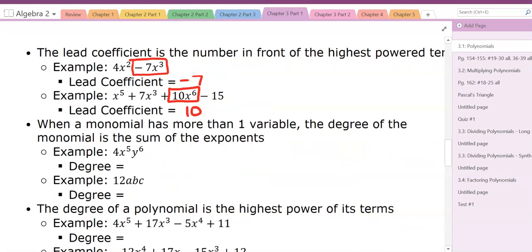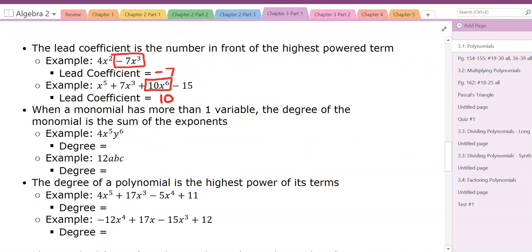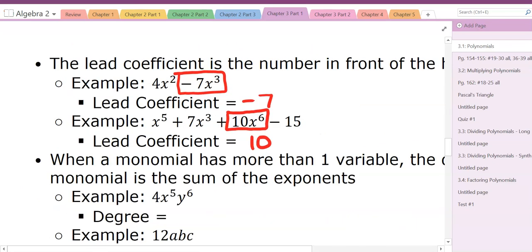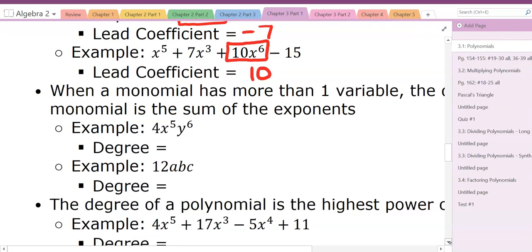Okay, now when a monomial has more than one variable, so if you start seeing something with x's and y's, so not just like up there where we saw x to the 5th plus 7x to the 3rd plus 10x to the 6th minus 15, where they all had the x, we might have something that has x's and y's and z's, or a's and b's and c's and d's. It could be any combination of letters. When that happens, if you need to find the degree of the term, you have to look at all of the exponents for both of the letters combined. So it's the sum of your exponents.